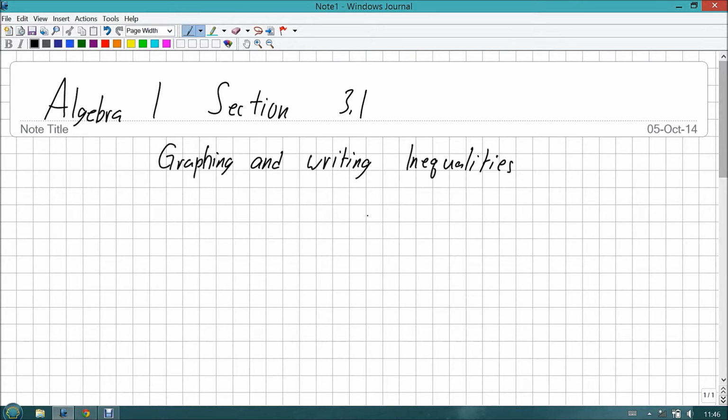Today we're going over section 3.1, which is graphing and writing inequalities. Before we can start graphing and writing inequalities, we have to begin with our definitions, because if we don't know our definitions, then we don't know what we're talking about. So today our first definition is inequality.